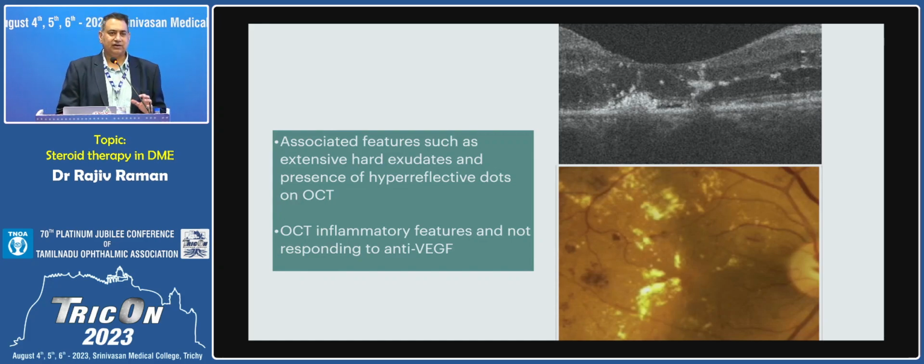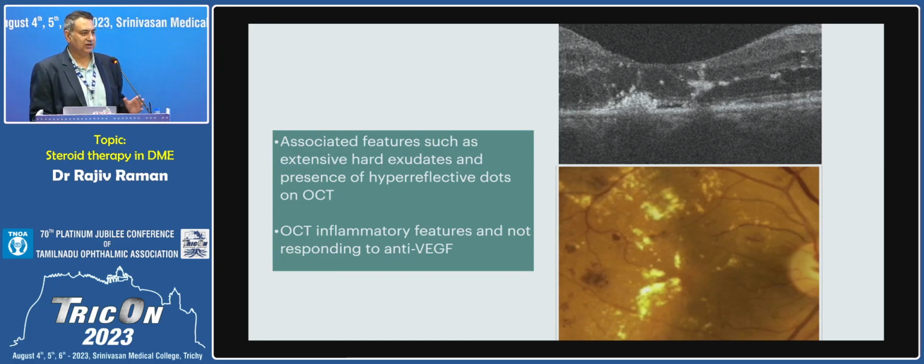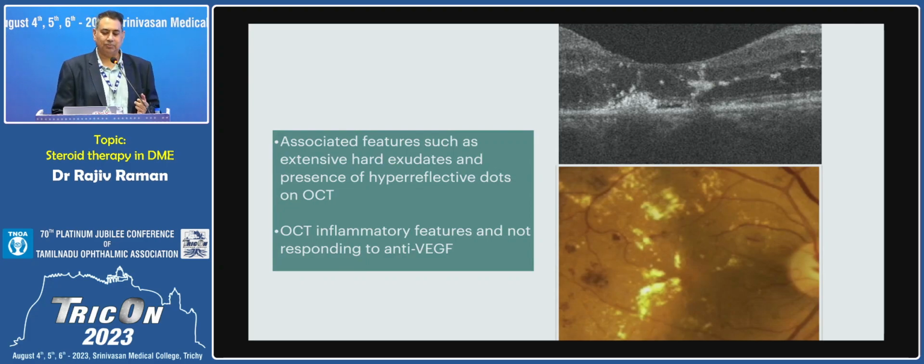As far as OCT features of inflammation, I'm not going into detail, but there are certain ones, and in the next talk we'll talk about them. They are the ones where you can think whenever you are switching. So it's not like your OCT markers will tell you that you have these markers, so give steroid, not anti-VEGF. But if a person is on anti-VEGF and is not responding, and you see these OCT markers of inflammation, you're switching, you can think towards steroid.